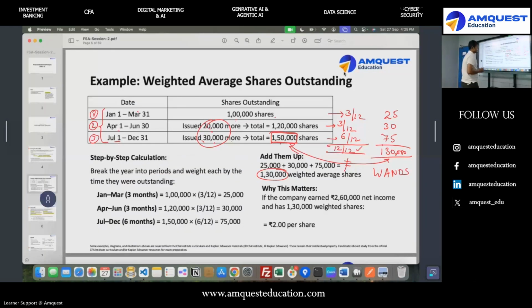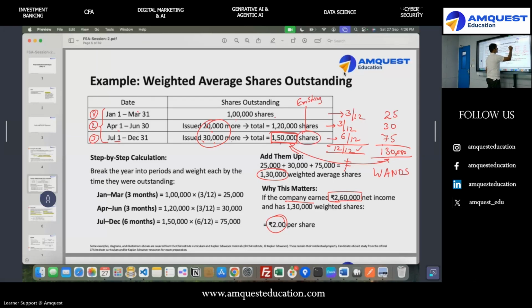Now once you have this answer, you find net income divided by WANOS, which is your EPS. So here net income is 2,60,000. Remove preferred dividend, nothing is there. Divide by 1,30,000, which is what you got. The answer comes to 2 rupees. Clear? Now this is basic EPS. Basic EPS means EPS without adjusting for any potential shares. So I have computed EPS only for existing common shares.